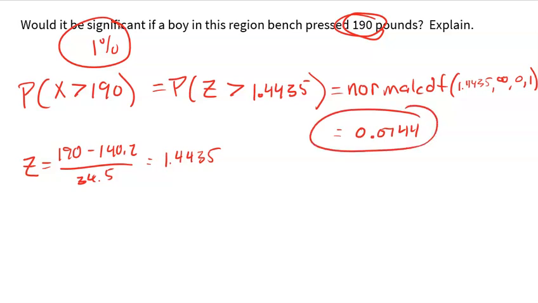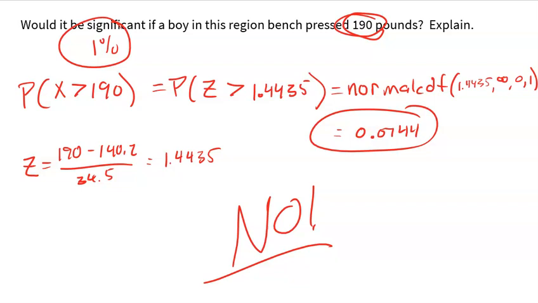0.0744. All right, so is this significant? No. Again, the probability that a boy can bench 190 pounds or more extreme, or higher, is about 7%. So I don't think that that's significant. I don't think that would be something I would consider extremely heavy. It is up there. 190 pounds is pretty high, but I don't know I would officially deem that a significant bench press weight. Again, 7% of boys lift more than that.